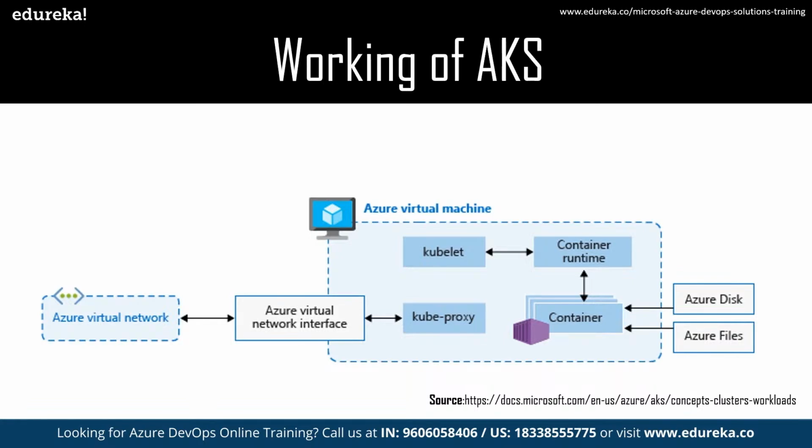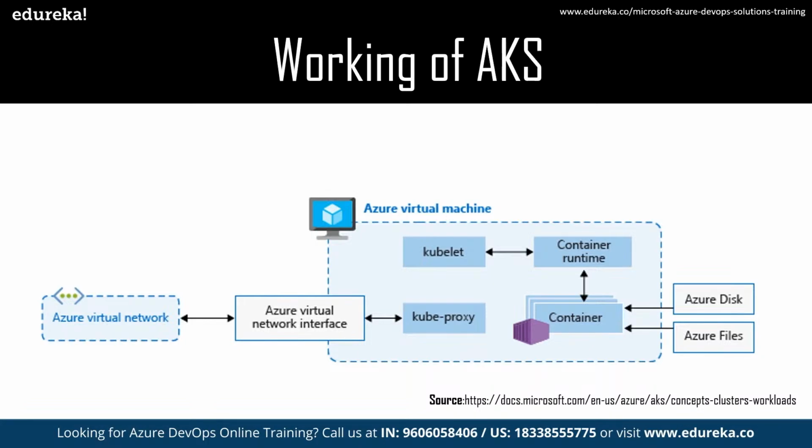There are other things as well that you need to know here. You have your Azure Virtual Network Interface. It takes care of all the interface requirements that you might otherwise have. And similarly, you have your kube proxy. Kube proxy works together with your virtual network interface, or basically your Azure virtual network, and tells you what needs to be done.